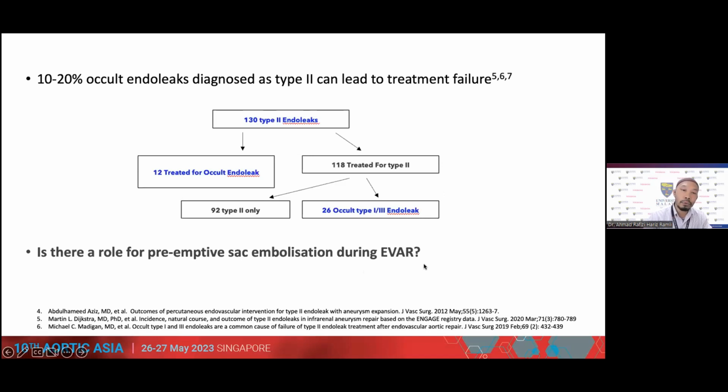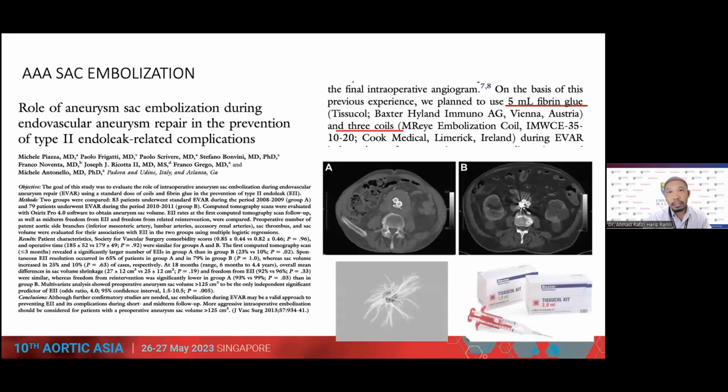So we did a literature review, and there are a few papers out there, starting back in Italy in 2013, where they embolized the sac non-selectively. It costs about 1,000 to 3,000 ringgit, and also fibrin glue, which costs around there. So they put about 3 coils, and then they followed the patient. Basically, the conclusion from this study is that it is a valid approach, and it actually reduced the re-intervention rate.